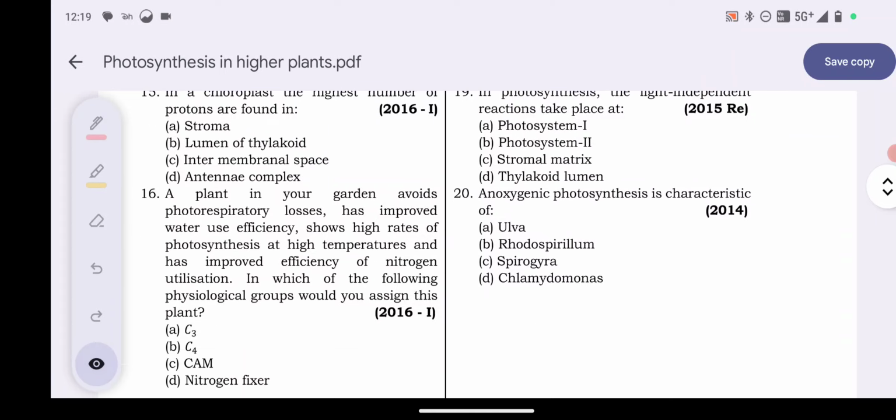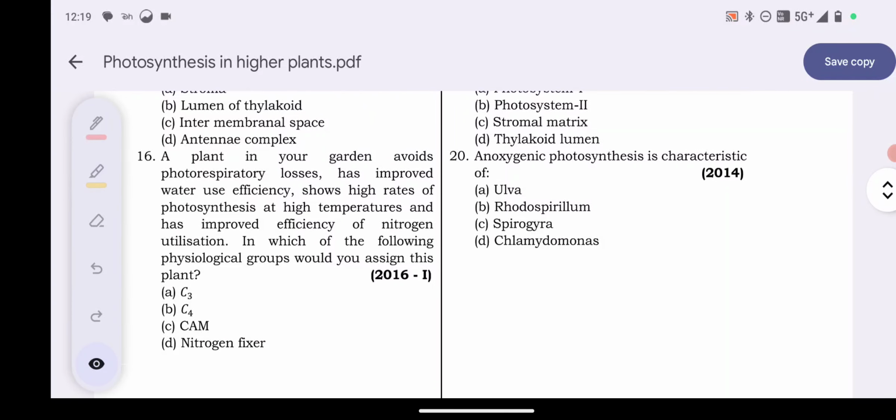Now the last question, question number 20. Anoxygenic photosynthesis is a characteristic of, ना आंसर क्या होगा? ऑप्शन बी, Rhodospirillum. Rhodospirillum uses H2S instead of H2O as a source of hydrogen. As a result, oxygen is not produced during photosynthesis. So here the answer is Rhodospirillum.